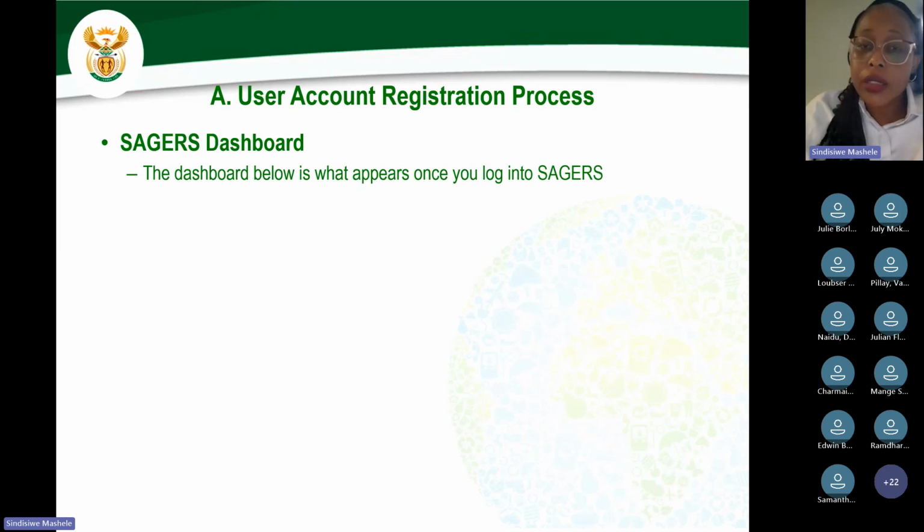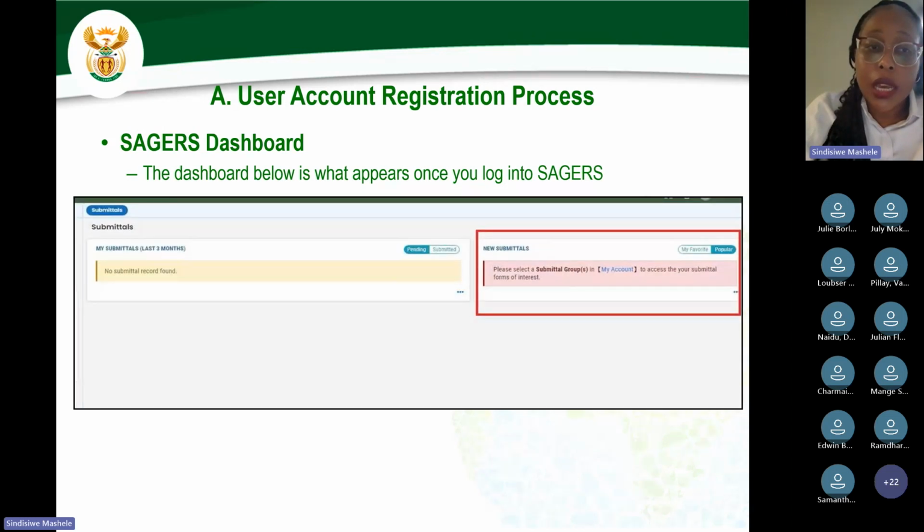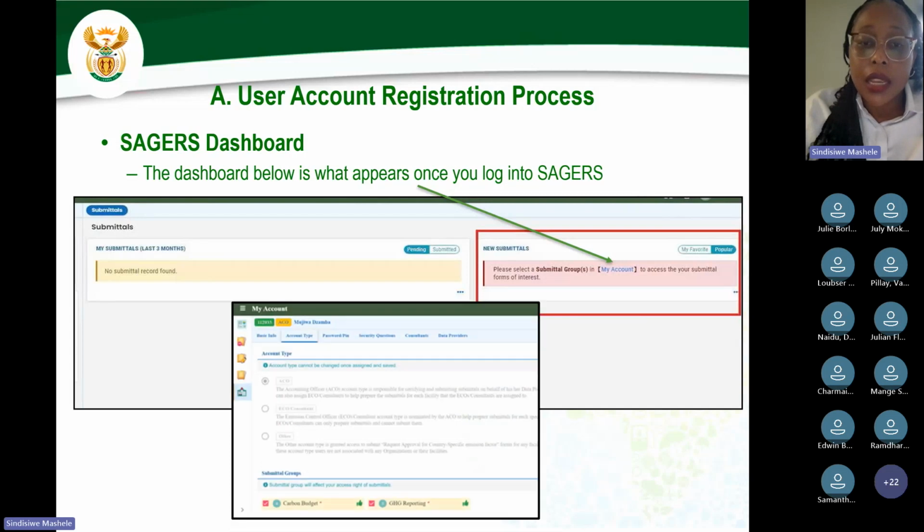But then the next step is for you to select that you are responsible for GHG reporting. So when you log in on the system for the first time, you will see that you will not be able to see any submissions that you can initiate. So what you need to do first is activate this account. And for you to activate this account, you have to select the submittal group under My Account, and then indicate that you will be responsible for GHG reporting. And once this is done, it means your account is active. Then you can do submissions on the system.